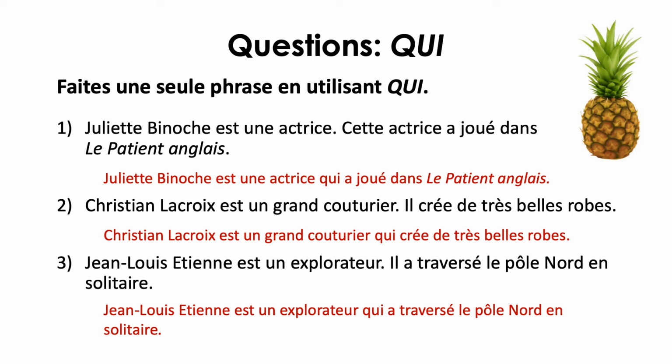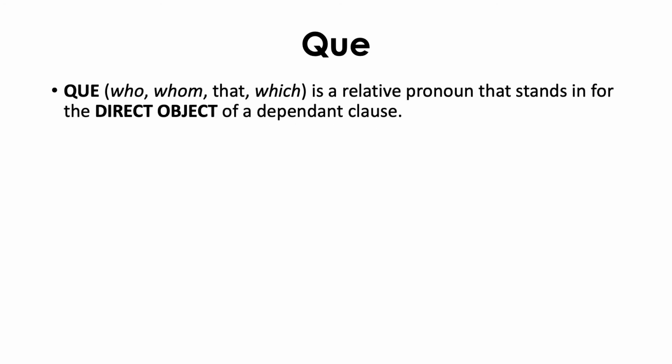All right, we're going to move on now to look at the relative pronoun que. So, the relative pronoun que could be translated as who, whom, that, or which in English. And this relative pronoun stands in for the direct object in a dependent clause. Que can refer to both people or things. There's no distinction.